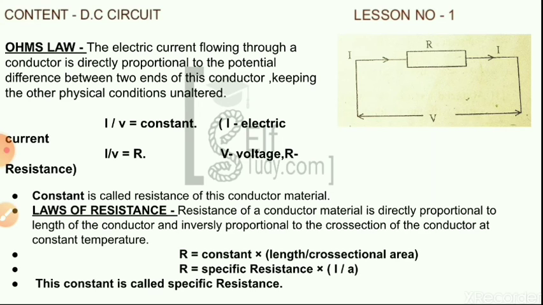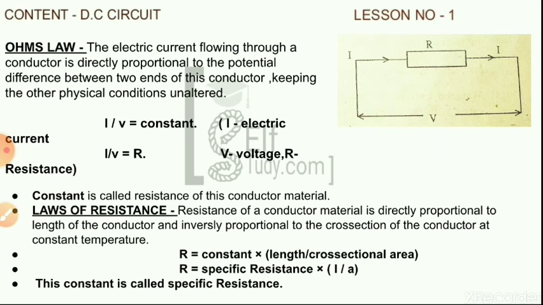If we can fix the temperature of any conductor material, we can say the length of the conductor and the cross section of the conductor can define the total resistance of this conductor. Directly proportional to the length of the conductor and inversely proportional to the cross section of the conductor. Means if we can increase the length of the conductor, we can increase the resistance of this conductor, and if we can decrease the cross section of the conductor, then also we can increase the resistance of the conductor.